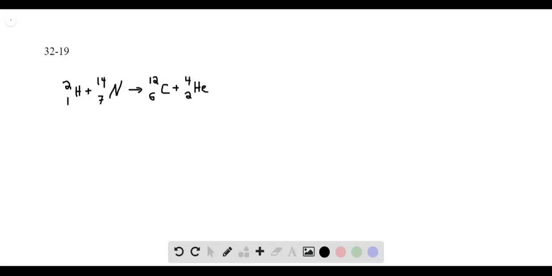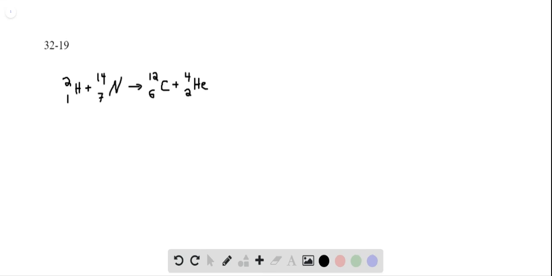Question 19 asks to consider the induced nuclear reaction shown here. It provides the atomic masses for each of these elements, and it asks to determine the energy in MeV released by the reaction. So this is our situation. This reaction, deuterium plus nitrogen, really produces carbon and helium. So I'll type this one out, which is a little bit easier.